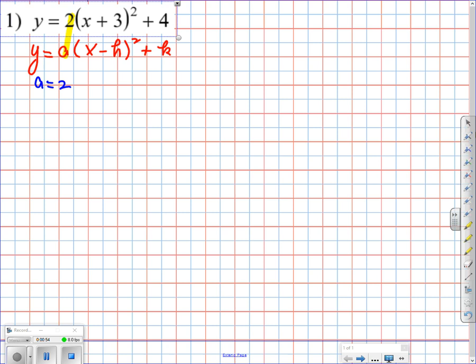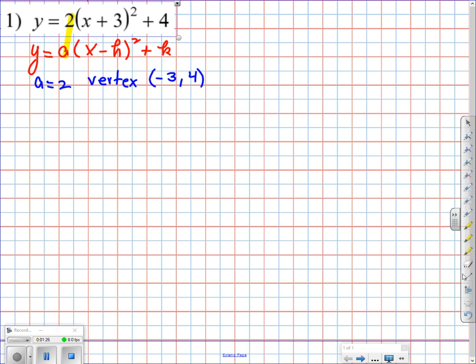Now, remember the vertex is (h, k). So in this case, this is the h value. And don't think of this as a negative, think of the opposite. So the opposite of plus 3 will be negative 3. And now I need the k value. The k value is 4.